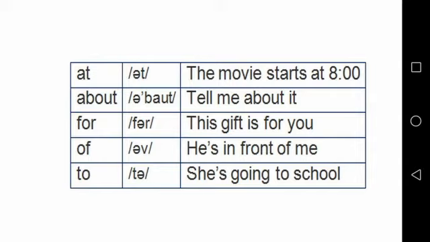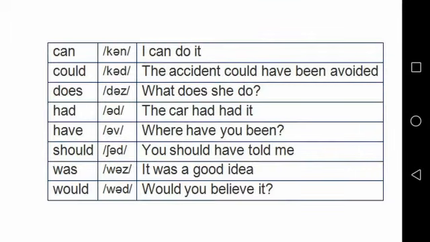To becomes t. She's going to school. Can becomes can. I can do it. Could becomes could. The accident could have been avoided. Does becomes does. What does she do?